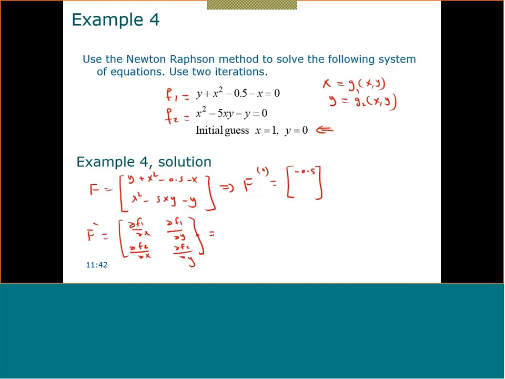Solve this exercise until the end, step by step. Okay, so let's go here. I want to find the partial derivative of f1 with respect to x. When you do this, since I'm taking the derivative with respect to x, this becomes 0 because y now is a constant. This becomes 2x. This is 0. This is minus 1. So this becomes 2x minus 1.